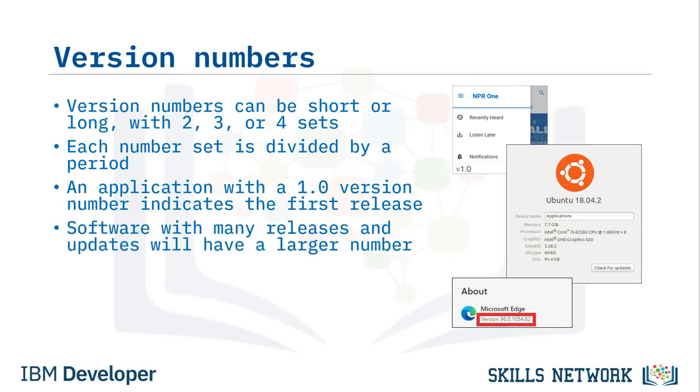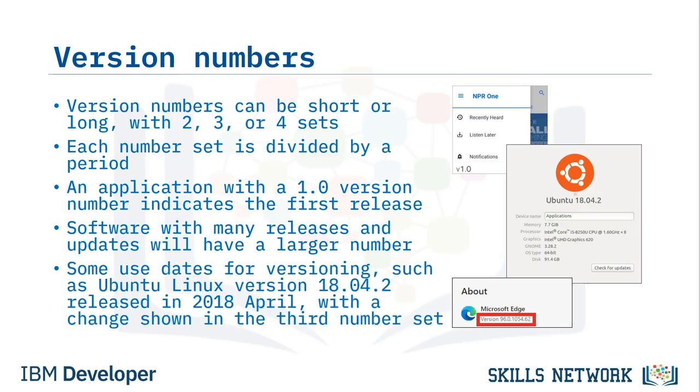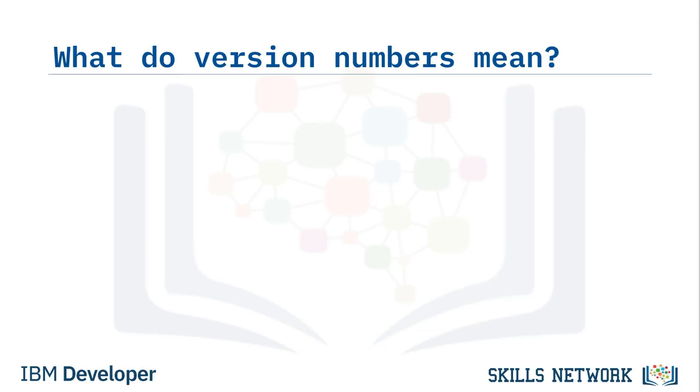A program or application with many releases and updates will have a longer number, sometimes 4 different number sets within the version number. Some software developers may use dates for their versioning. For example, Ubuntu Linux version 18.04.2 was released in 2018 April. The third number set, .2, designates an additional change or update. What do these numbers mean?